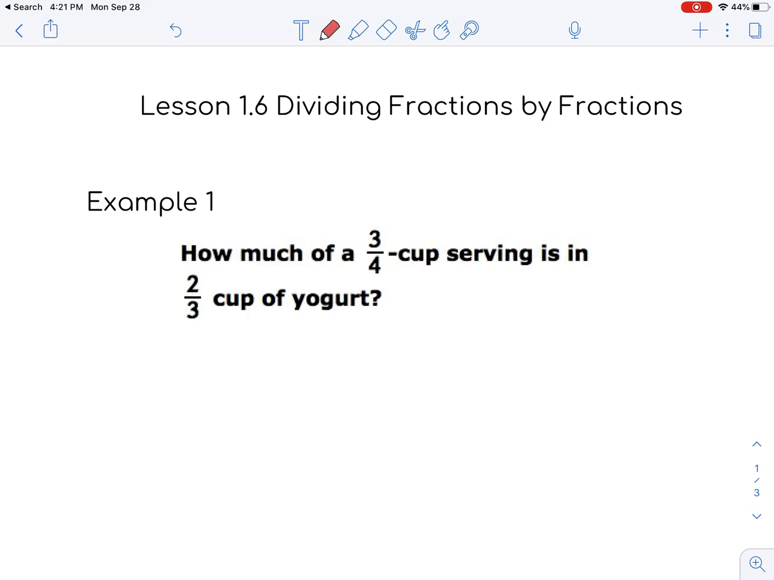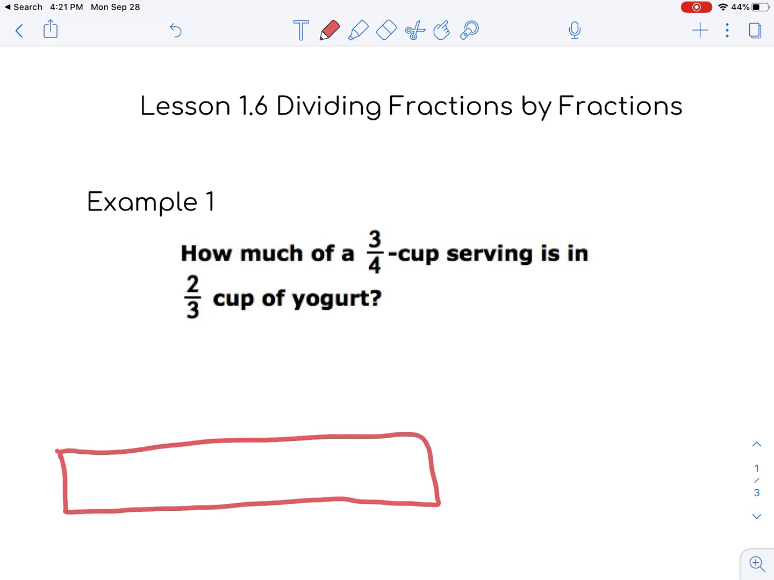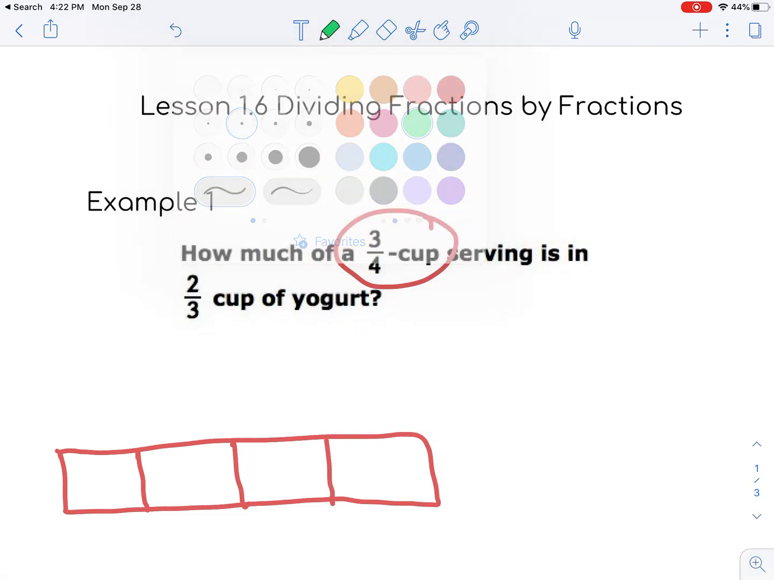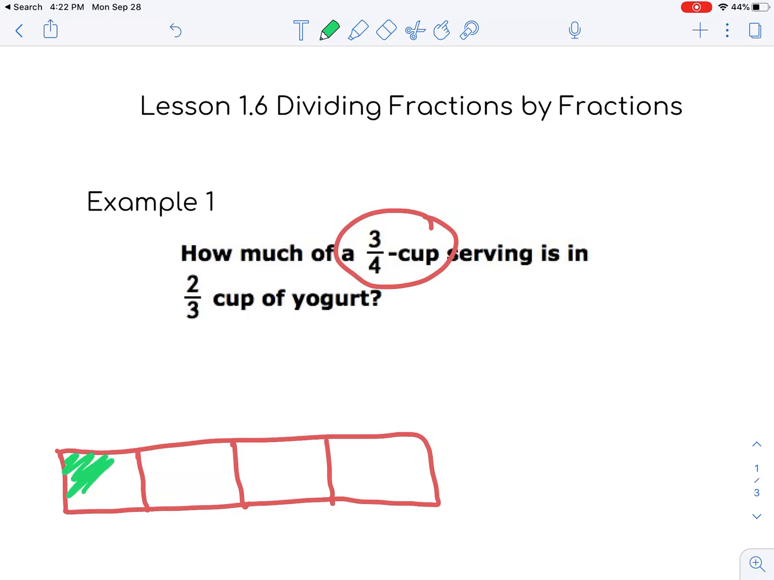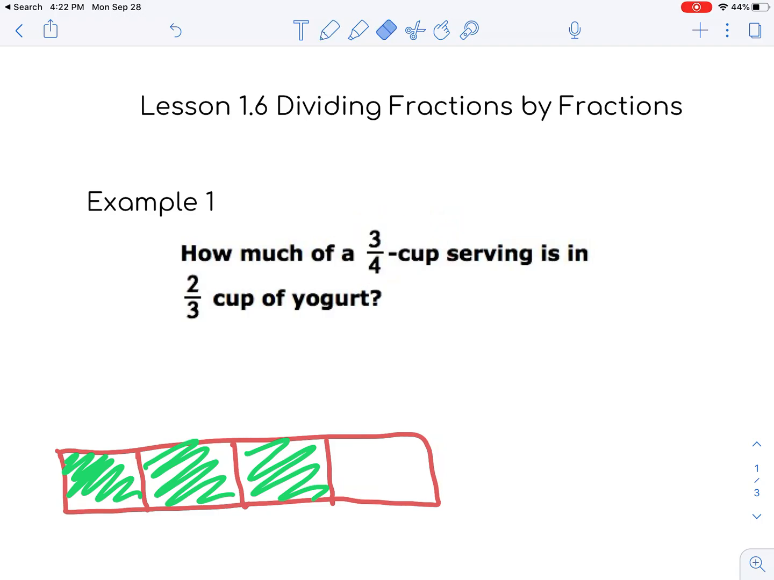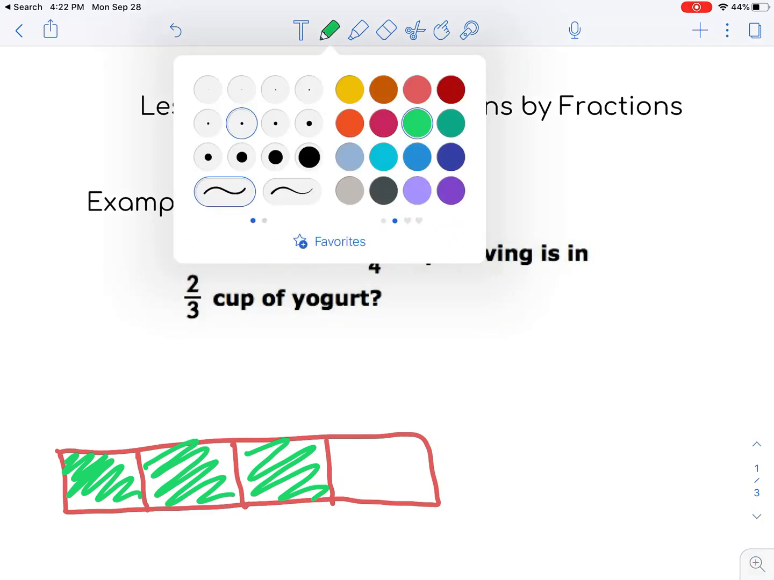So I'm actually going to draw a little diagram here to help me figure this out. I need to have one whole, and I know I have 3/4 cups, so I'm going to cut this into fourths. And I'm going to go ahead and shade in my 3/4, so 1, 2, 3. So that is 3/4 cup serving.